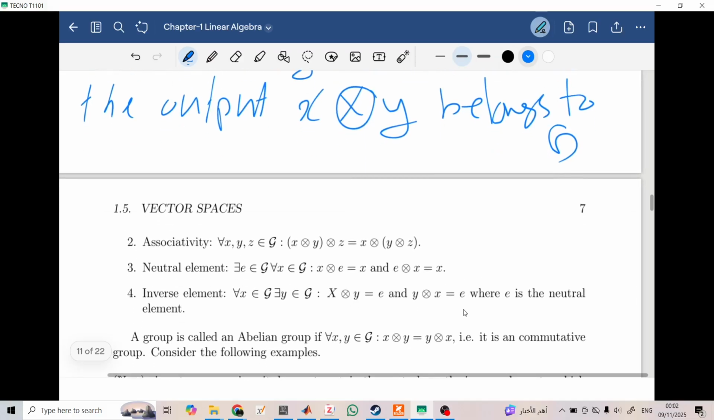Okay, the second condition is associativity. So the ordering of the operation does not matter. This means the same thing: for all x, y, and z belonging to the set G, x operation y, then operation z equals y operation z, then operation x.